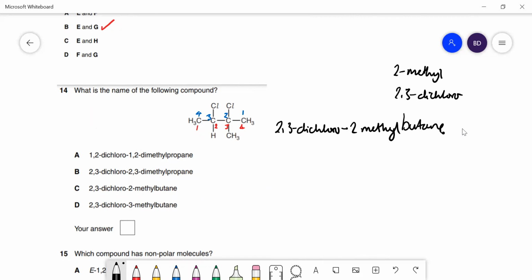butane. Now, if you'd used the red numbering there, you would have ended up with 2,3-dichloro, 3-methyl. That means you've got higher numbers, so it's wrong. So you should label it in the blue way. Okay, so 2,3-dichloro, so which one is it? C is the right answer there.